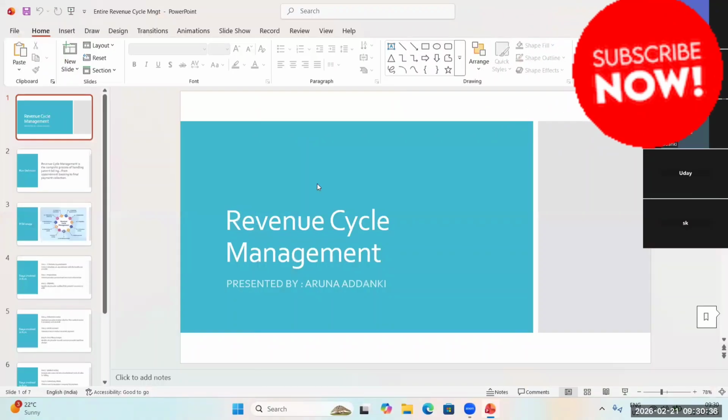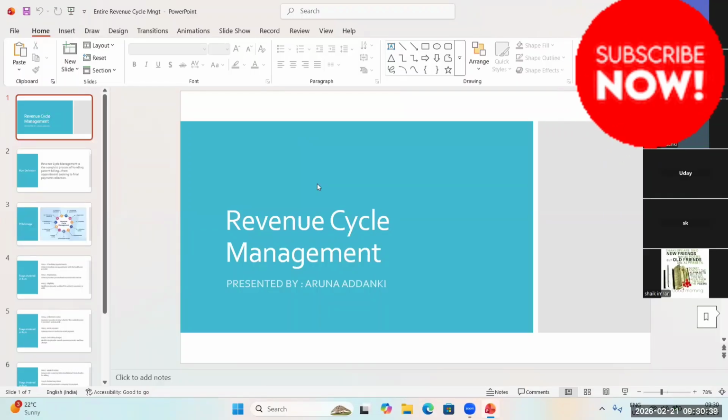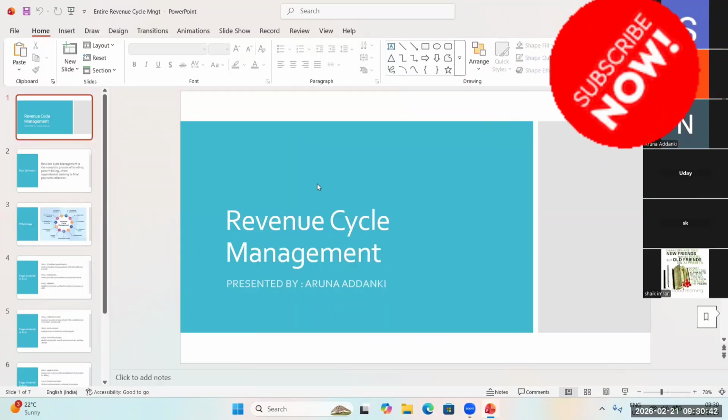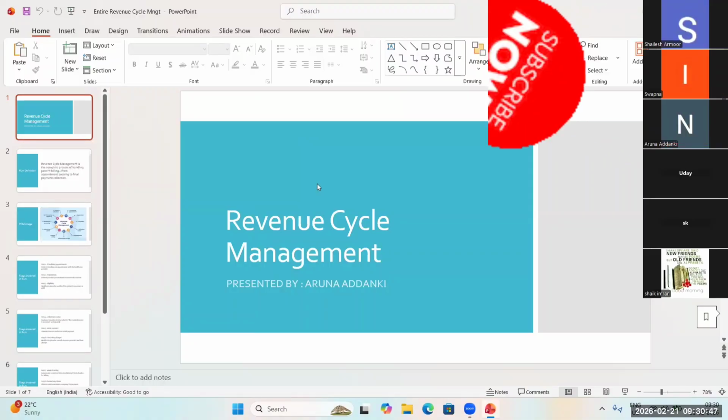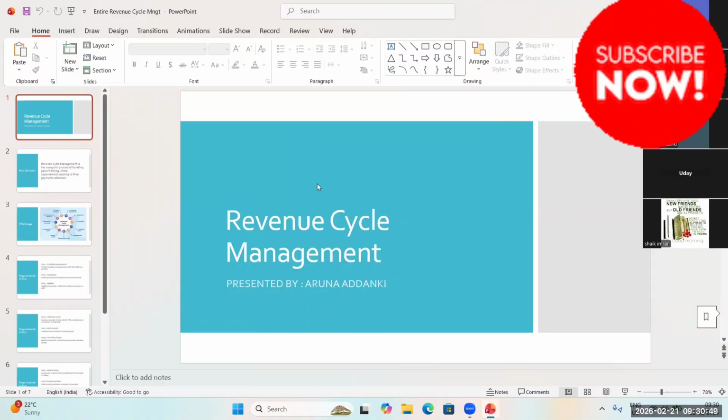Guys, basically, medical billing means the process of sending the claims to the insurance on behalf of the provider. Okay, first note it down, and then we'll go ahead with the RCM cycle.